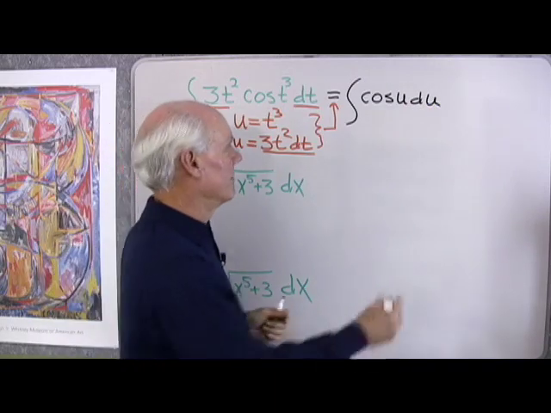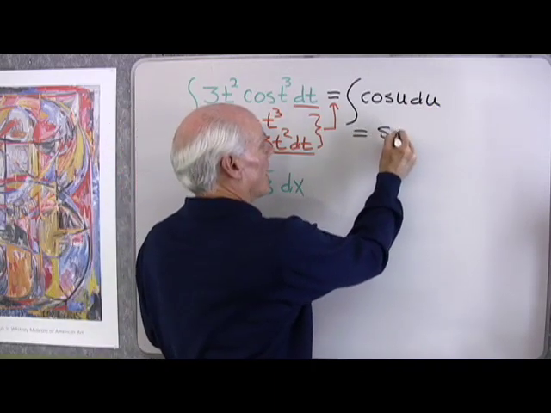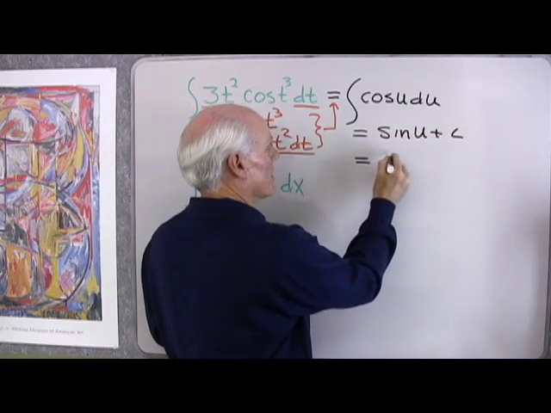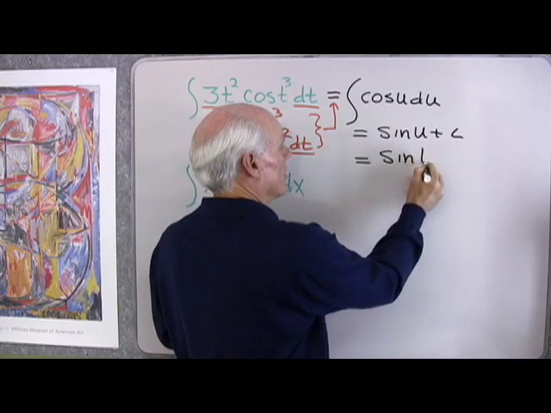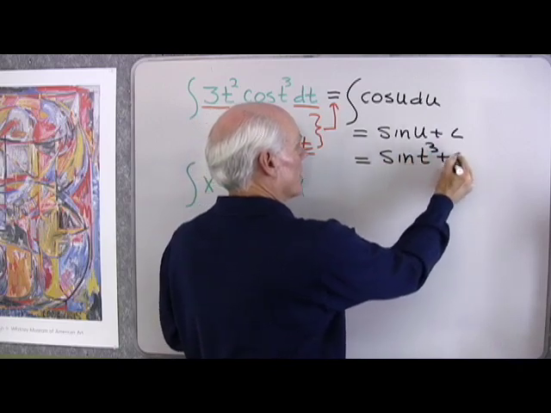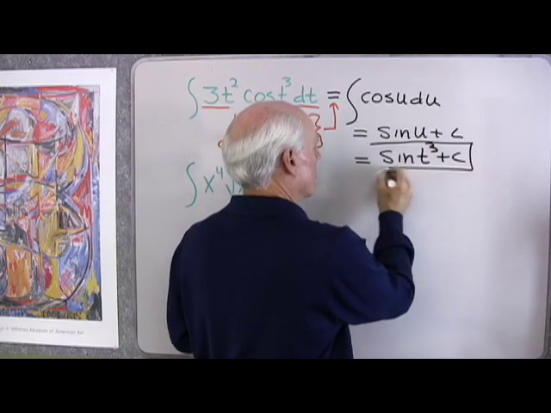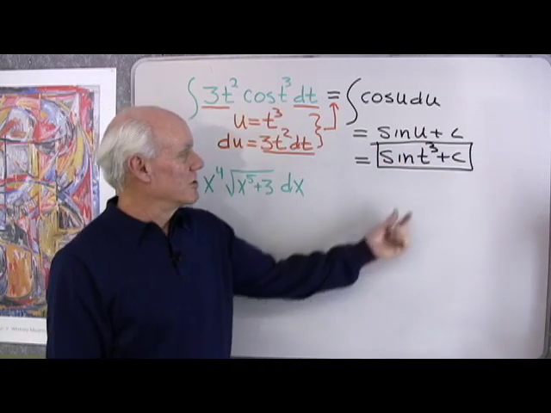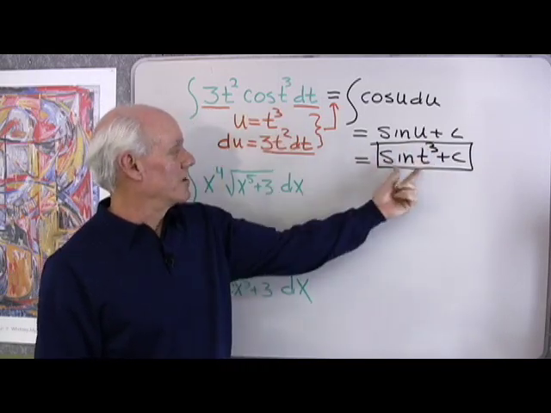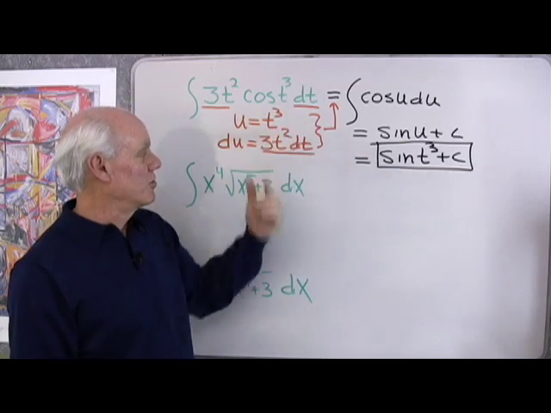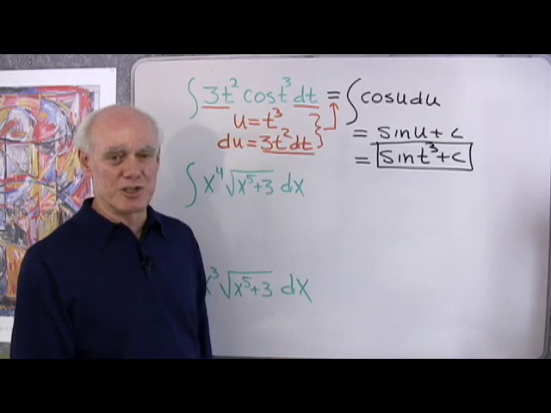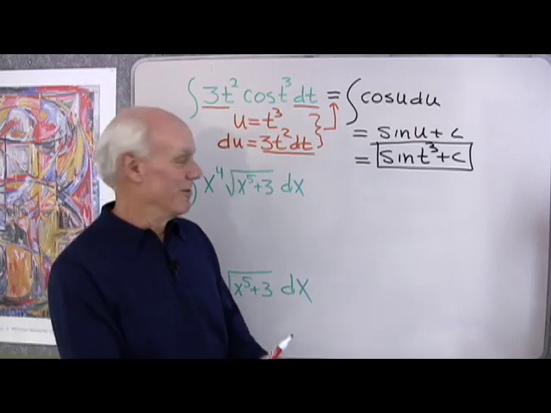That antiderivative is going to be sine of u plus c, and then I'll back substitute, sine of t cubed plus c, so that I write my answer in terms of t, just like my problem was written in terms of t. So since u is equal to t cubed, that's my answer right there. This substitution worked out. I didn't have to do anything. I just set it up by letting u be equal to t cubed. Let's look at the next problem.